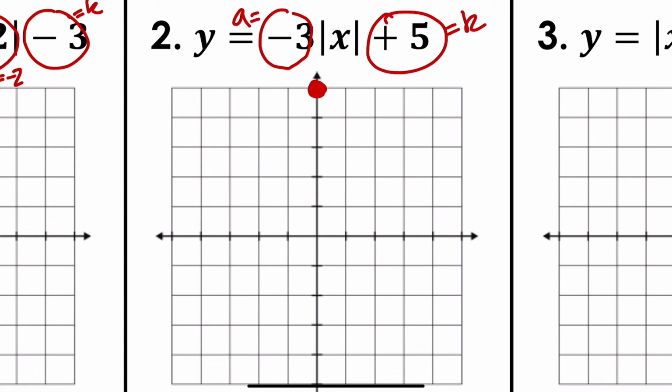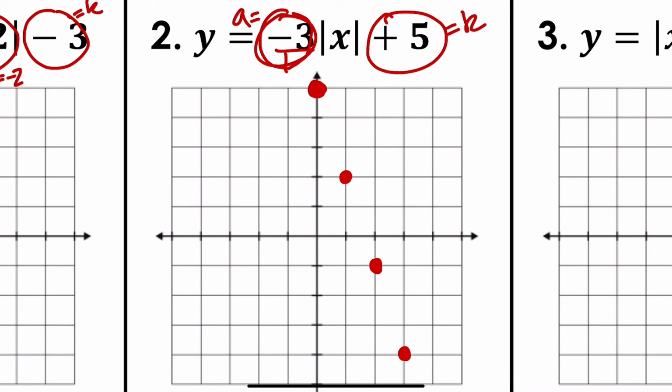Cool. All right, now we just need our slope. That is -3 over 1. So we're going to go down 3 over 1. Down 3 over 1.